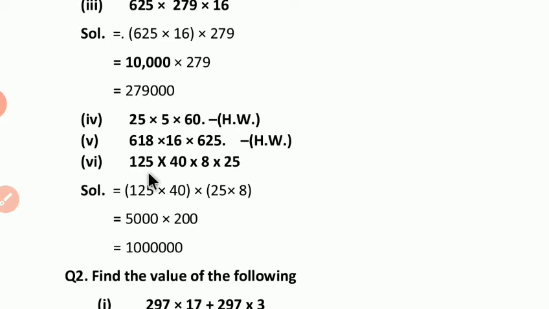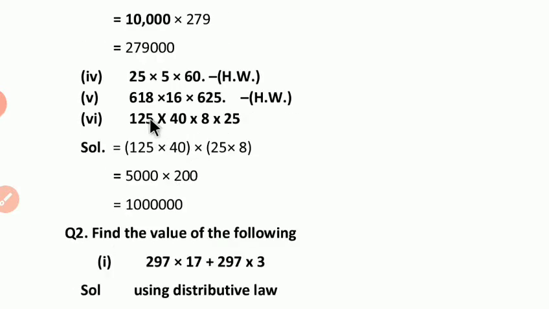Now see the last question, 125 into 40 into 8 into 25. You can see how many numbers are given here? 4 numbers. So we will make the pairs of 2 numbers. So if you multiply 125 into 40, you will get 0 in the last. Same 25 into 8. So 125 into 40, 5000. 25 8s are 200. So 5000 into 200, which is equal to 1 lakh. So this is the answer.